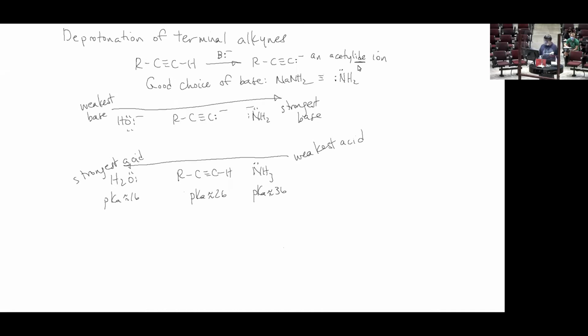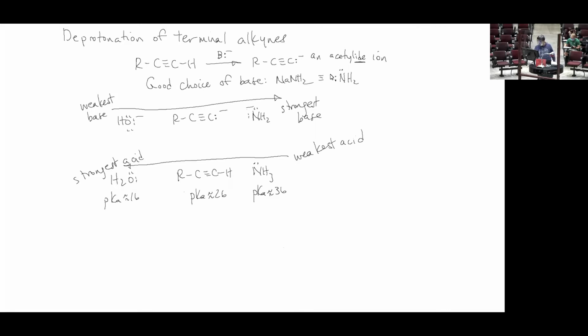So we've already said that the idea is if we have a terminal alkyne, which is a compound of this type, and R can be pretty much anything, at least as long as it's not going to react with a strong base. Certainly R being any alkyl group will be just fine. But if we treat a terminal alkyne with a strong base, we will deprotonate the terminal alkyne and get this acetylide ion. And one good choice of base is sodium amide, NaNH2.